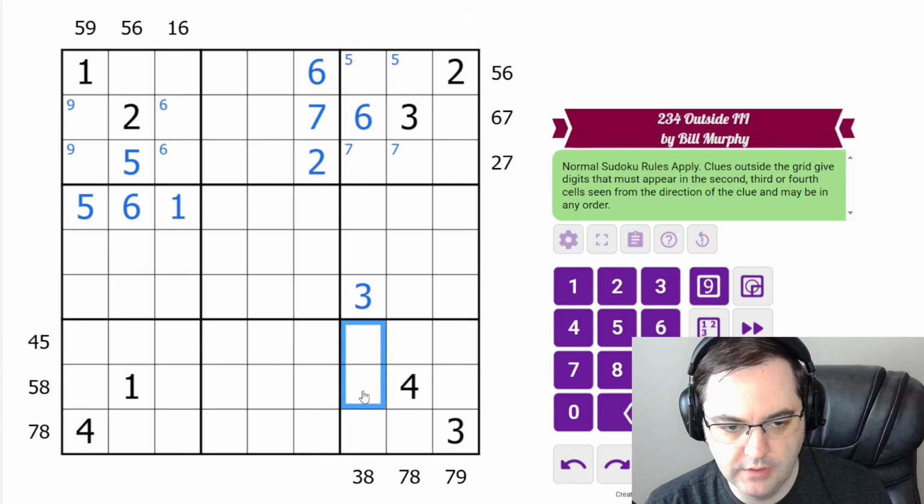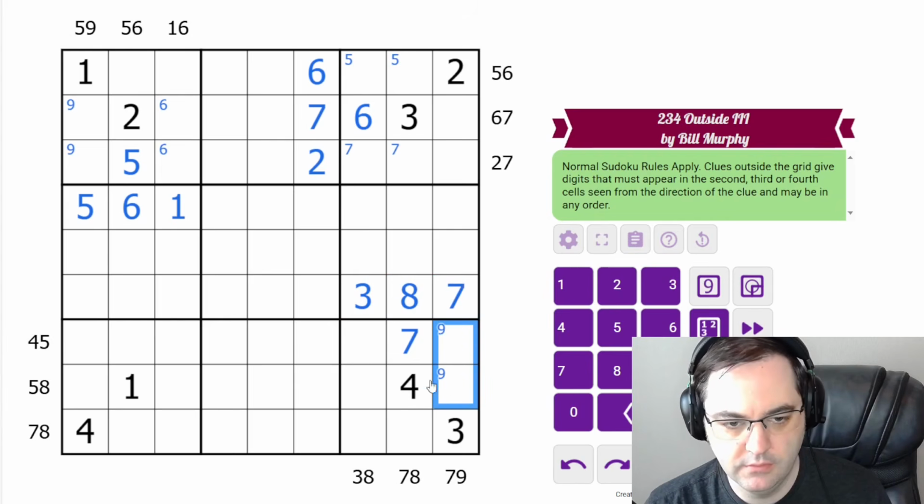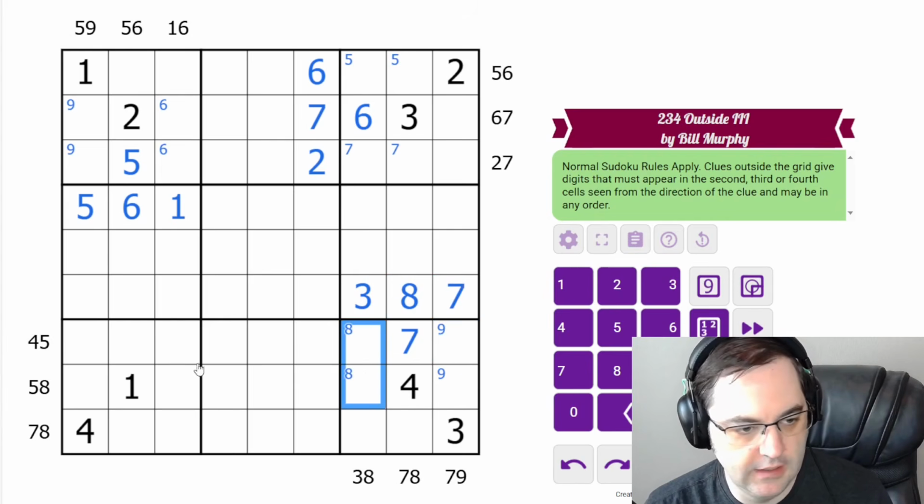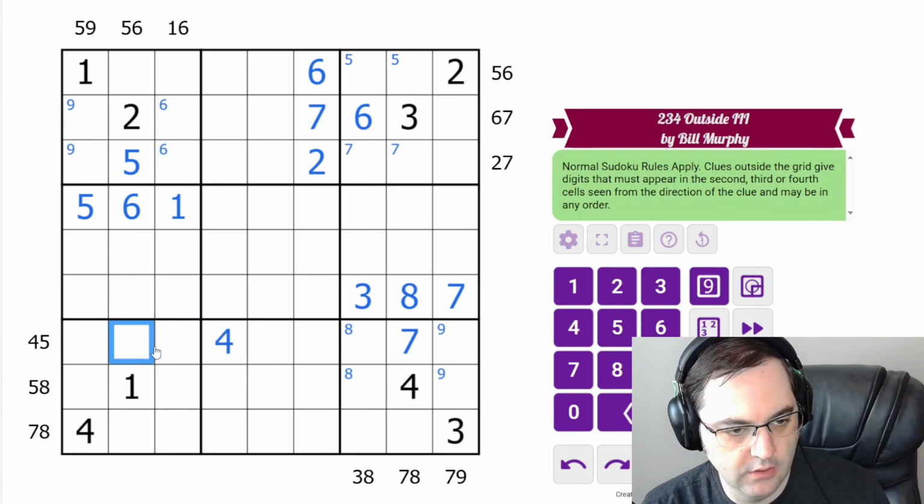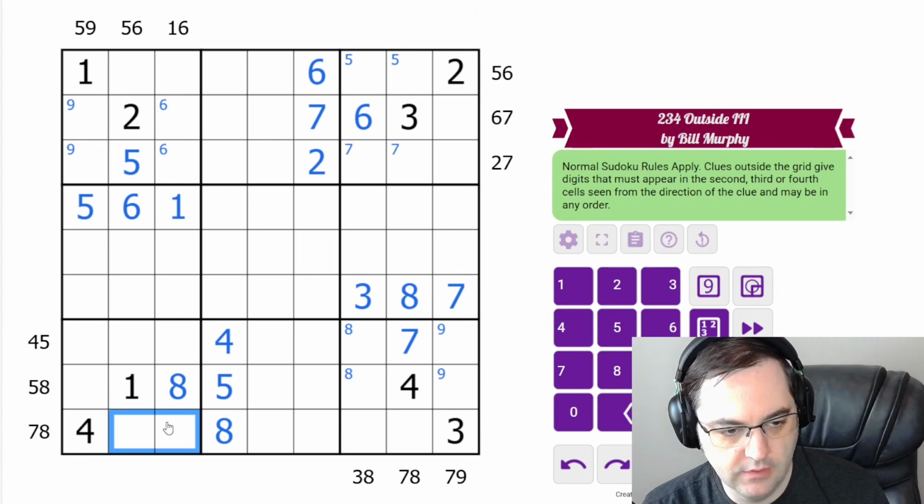This has to be 3 in these cells. Means one of these is 8, so this isn't. This is 7, 8. This is 7 to complete this clue. And we need a 9 and an 8. And now 4 needs to go here. So 5's in one of these. This is 8, 5. And 8 can't go here, so this is 8. We need a 7, and we need a 5.